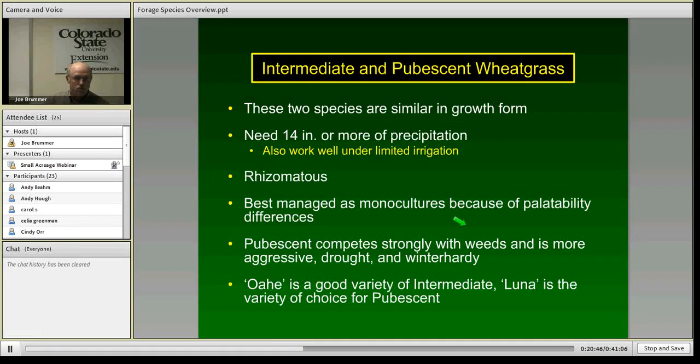Two other ones that are related to one another. They're intermediate and pubescent wheatgrass. They're very similar in growth form, do pretty well with just a little more moisture than the crested wheatgrass. These have rhizomes, so they can form at least mild sods. Palatability doesn't tend to be quite as good on these species as some of the other cool season grasses. The pubescent form of this one tends to be very competitive against weeds. And so if you're trying to get rid of some weeds like leafy spurge, thistle, and some of those, this one will compete very well against that.